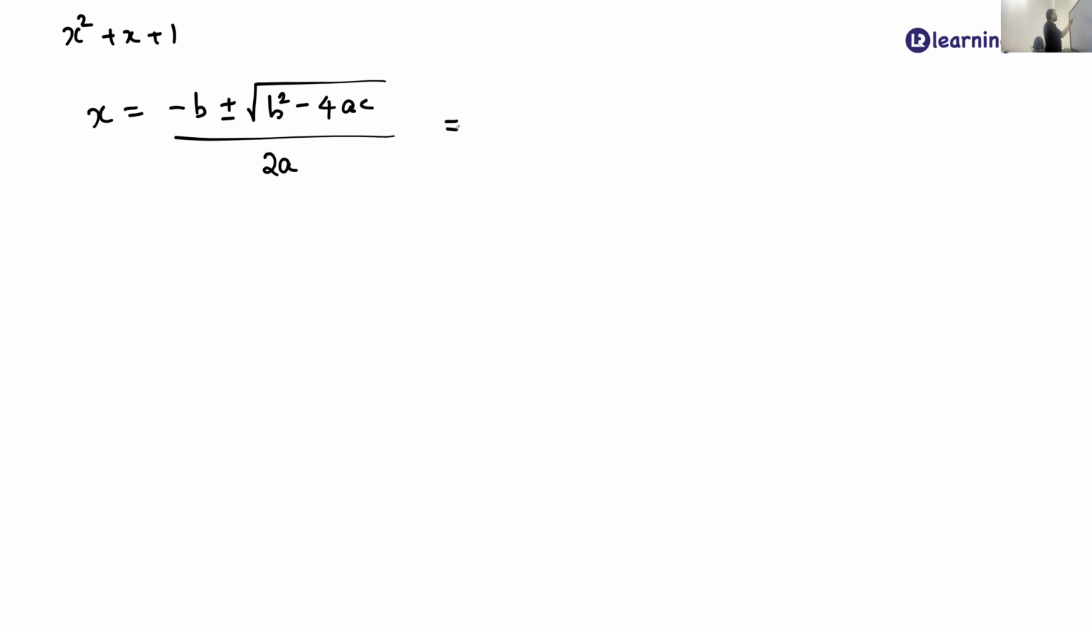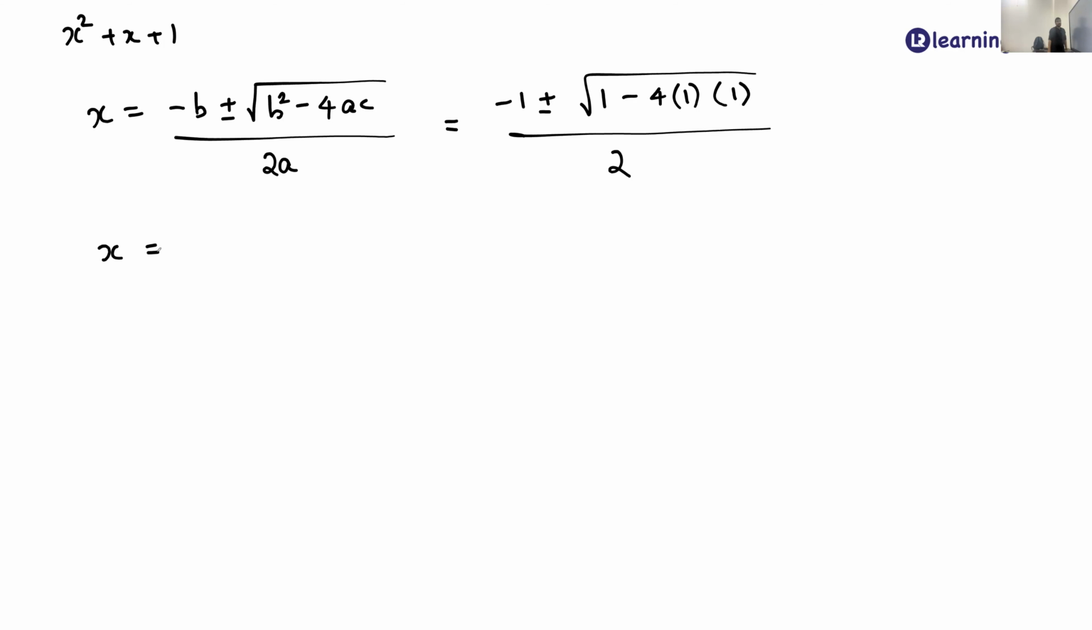So what is the value of b here? It is 1. So minus 1 plus or minus root of b square, that is 1, minus 4 into what is the value of a? 1. And what is the value of c? That is also 1. The whole divided by 2 multiplied with the coefficient of x square, which is again 1, so I leave it as 2 itself. Now, the same x, can I write it as minus 1 plus or minus square root of negative 3 divided by 2?